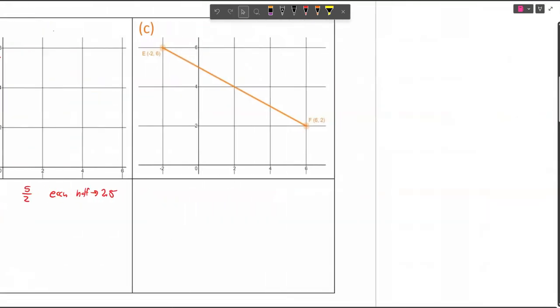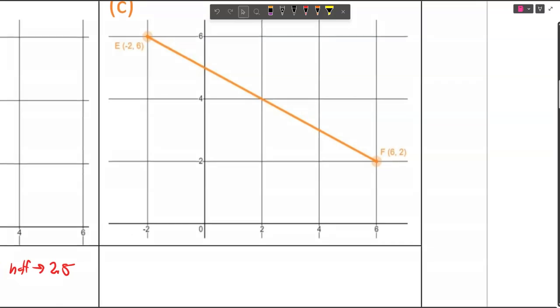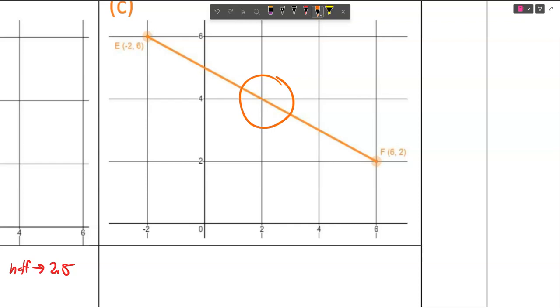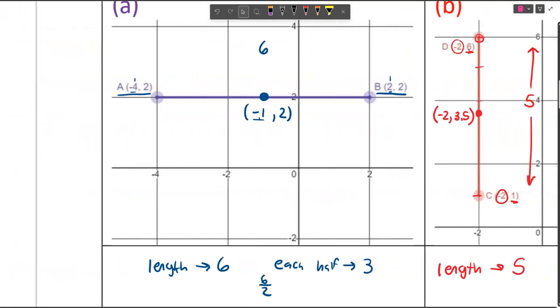Then we go to this last example, and this is a little harder, because we're looking now at a diagonal segment. So we have an idea that the center is going to be somewhere in there, we just don't know exactly where. So let's use our first two examples to help us come to this conclusion.